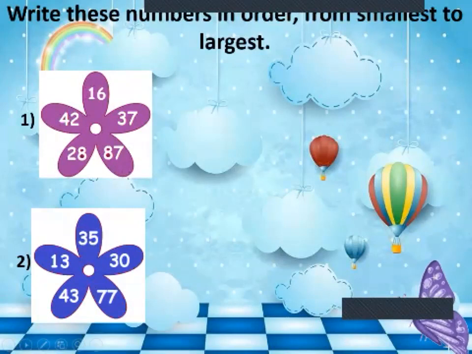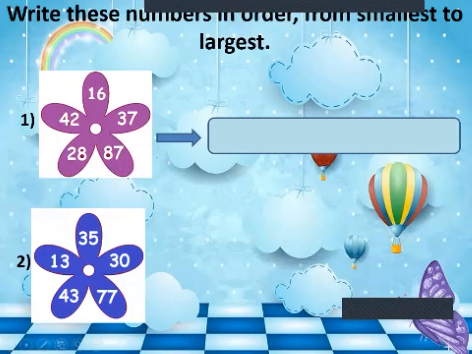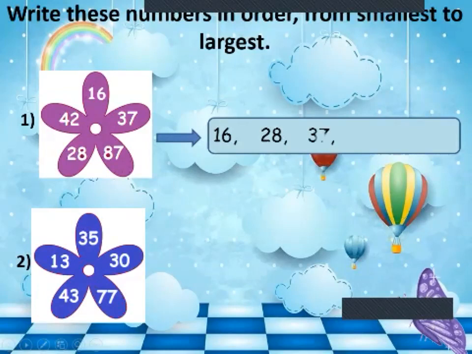These are the numbers. The first question, 16, 37, 87, 28, 42. You are writing these numbers from smallest to largest. So the first number is 16. Next is 28. Then 37, 42. And the last is 87.